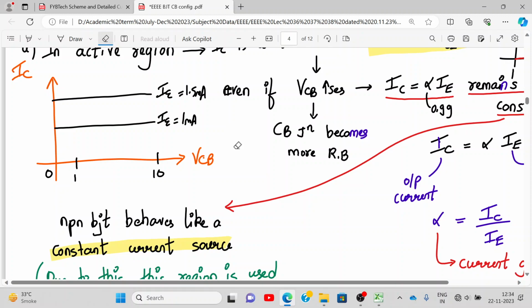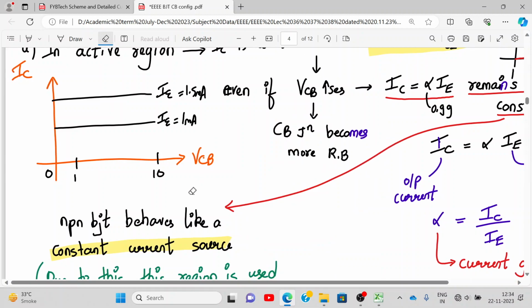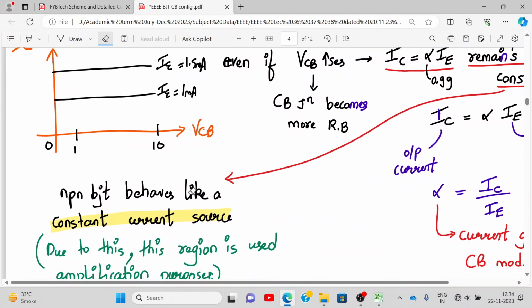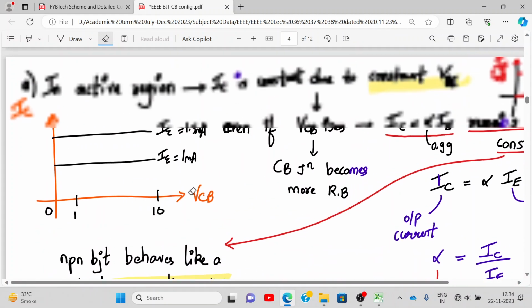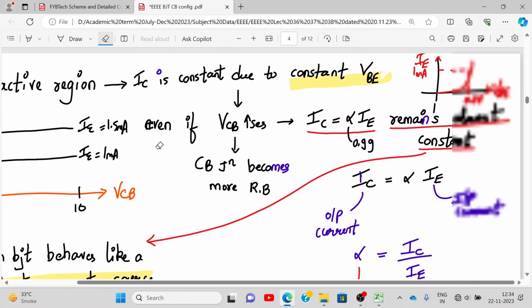Why? Because even if the base collector junction is 0 bias, still my base emitter junction is forward bias only. So if we have a forward bias base emitter junction and we are applying around 0.7 volts, my current will be constant only. That's the reason why the current remains constant in the active region. So over here, we can say the NPN BJT acts as a constant current source in the active region.